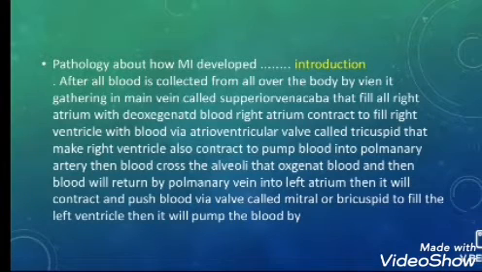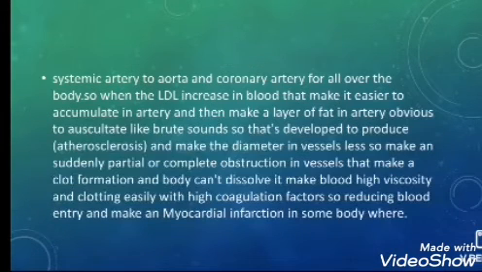Then it will contract to push this blood via the valve called the mitral or bicuspid valve to fill the left ventricle. Then this oxygenated blood will go through the systemic circulation by the aorta to the upper and lower extremities, all over the body.